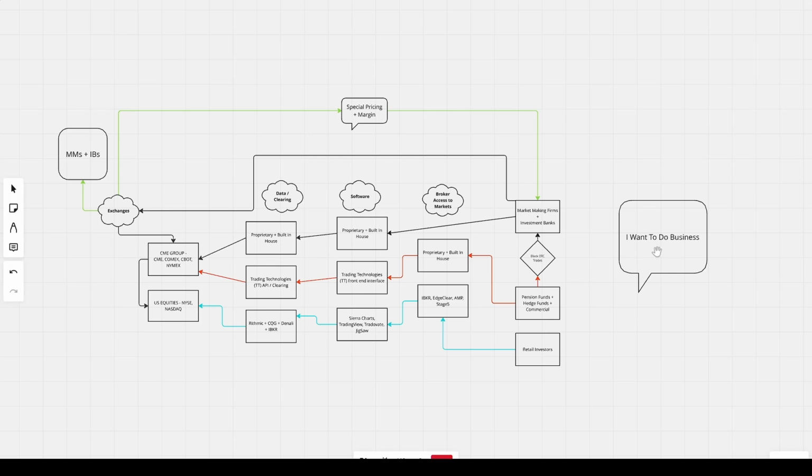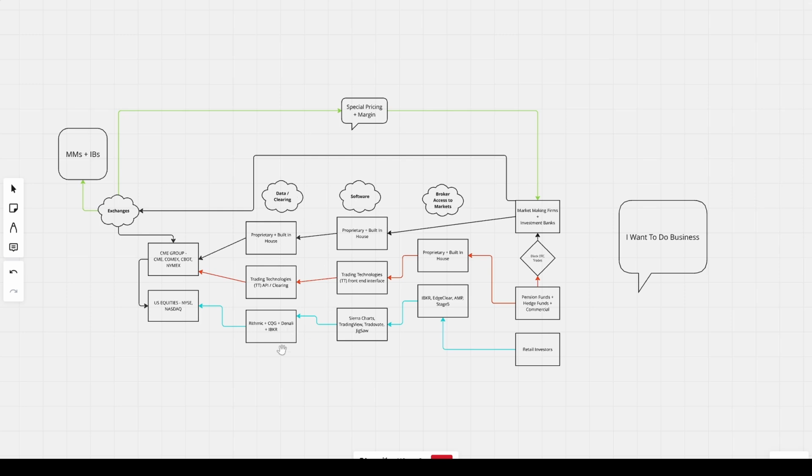So we'll first start here at the right hand side, which basically starts off with "I want to do business," okay? And then we filter into ourselves as retail investors, okay? When you're a retail investor, you need to get access to the markets, which you do, of course, by going to a broker, such as Interactive Brokers, EdgeClear, AMP, Stage 5, whoever it may be. You then decide which software you're going to use. Are you going to use TradingView, TradeAvate, Jigsaw, Sierra Charts, pretty standard stuff.